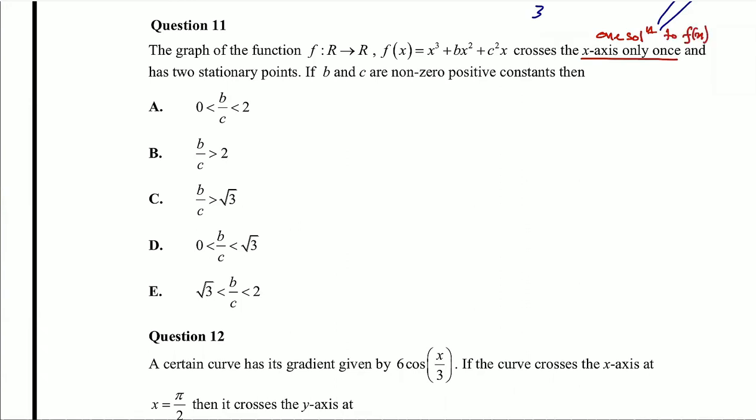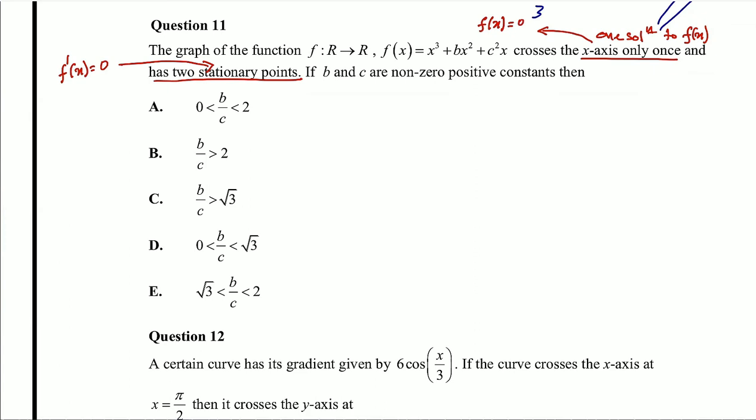The other clue is it has two stationary points. How to find the stationary point? Stationary point is when f dash x is equal to 0. For the x-axis, only one solution. How do you find that? f(x) is equal to 0. Those are basic understanding.